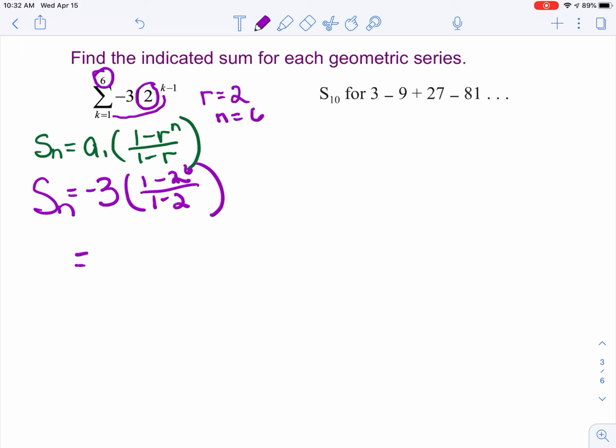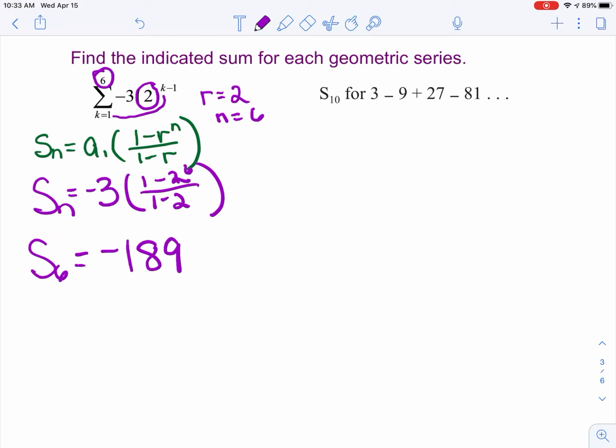And if you don't have a graphing calculator, you don't have a scientific calculator, you can actually download Desmos scientific calculator onto your phone. And it looks a lot better than the 4-function calculator, of course. But when you put this whole thing into your calculator, you get S sub 6 because I'm adding up 6 terms, and I get negative 189.